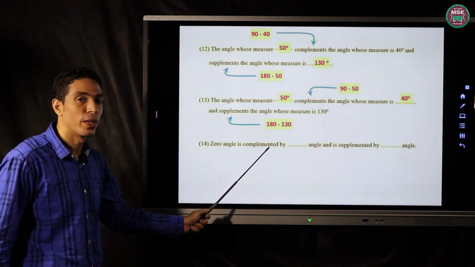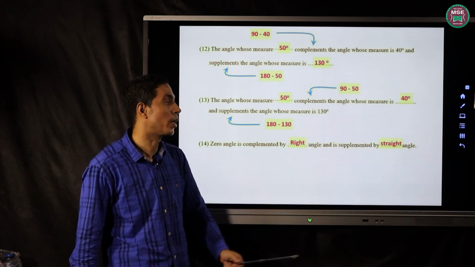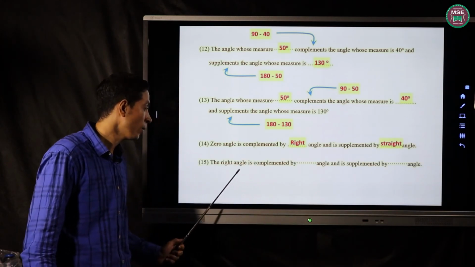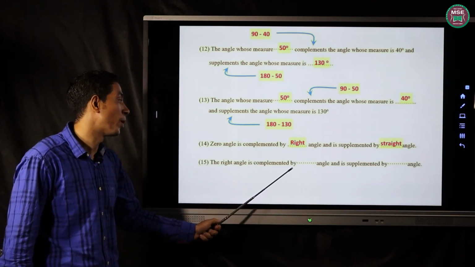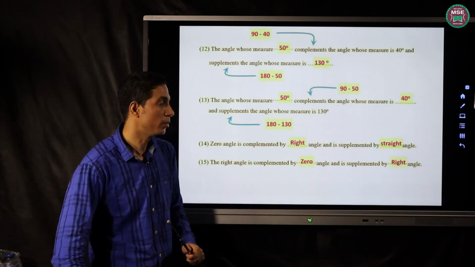The zero angle is complemented by a right angle and supplemented by a straight angle. The right angle is complemented by a zero angle and supplemented by a right angle.